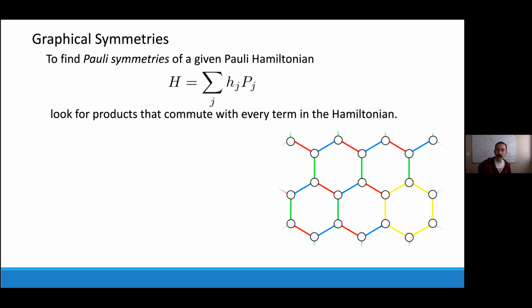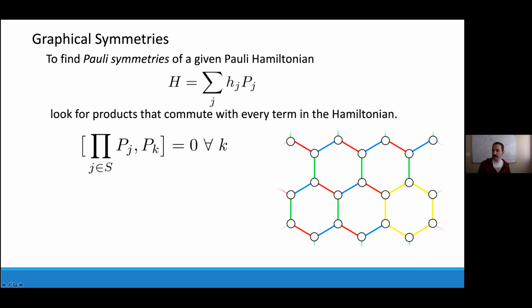There are also other types of symmetries that we call graphical symmetries or Pauli symmetries. By Pauli symmetry, I just mean a product of Hamiltonian terms, Pj, that commutes with the terms in the Hamiltonian. So there can be products of Paulis that commute with the individual Paulis. So when might those arise?